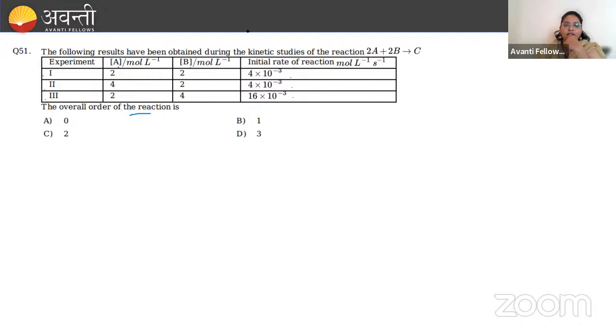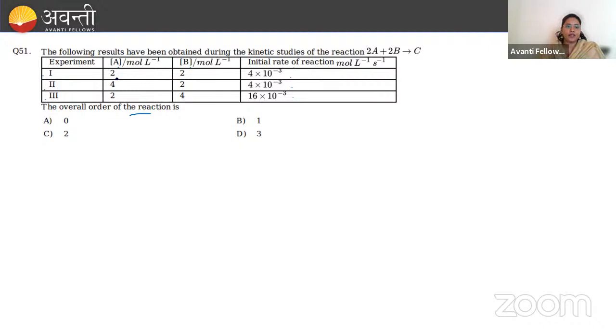So what was the answer here? Options A, B, C, D. What was the correct answer? Have you solved this question today? Yes. Okay, Ayushi, thank you for responding. So now let's talk about the solution of this question.